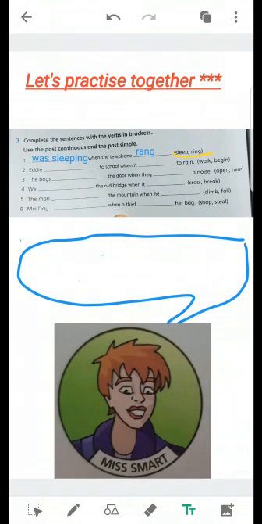Number 2. Eddie to school when it to rain. We have the two verbs.